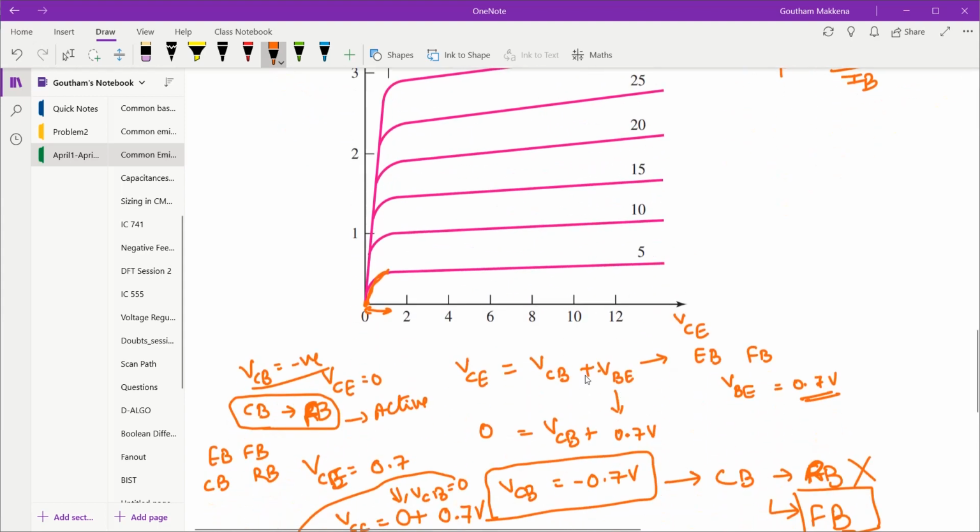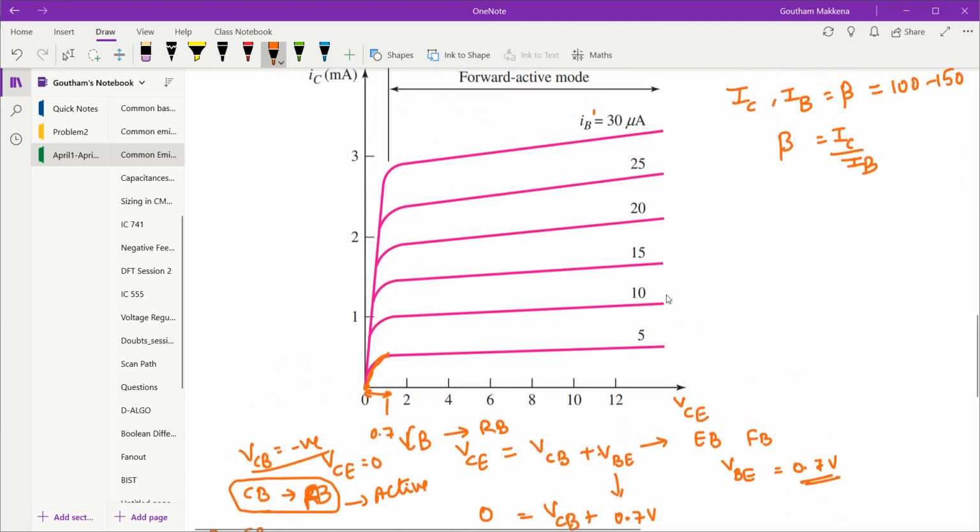Once it crosses around 0.7, your collector base junction goes back to being reverse biased, and the transistor comes into the active region. See over here, before this line and after this line it goes into the active region. So it is shown as active mode, and all your alpha and beta apply.